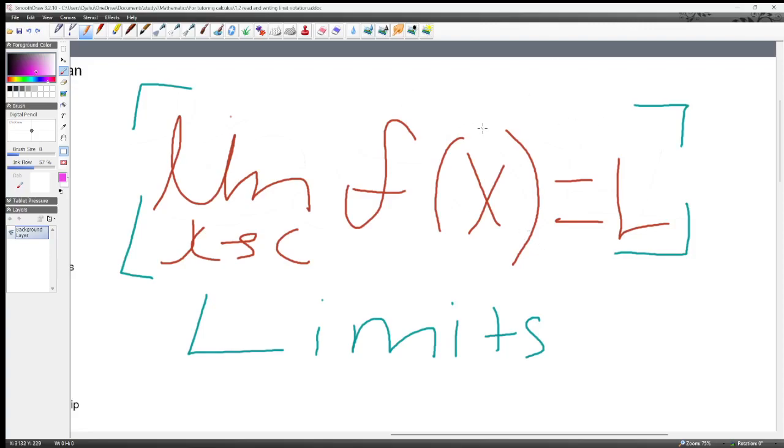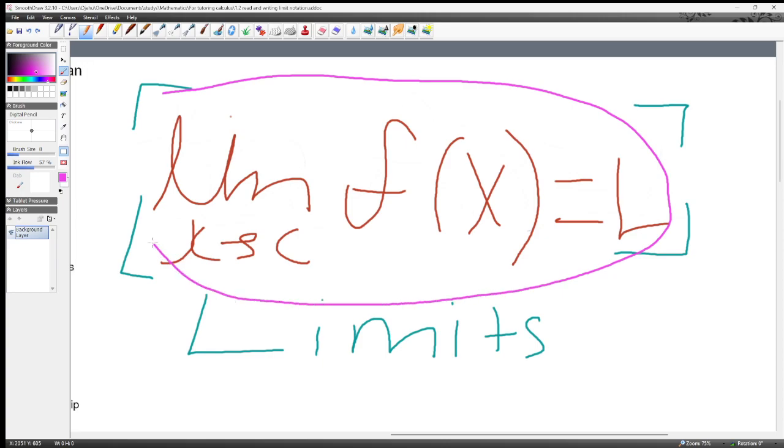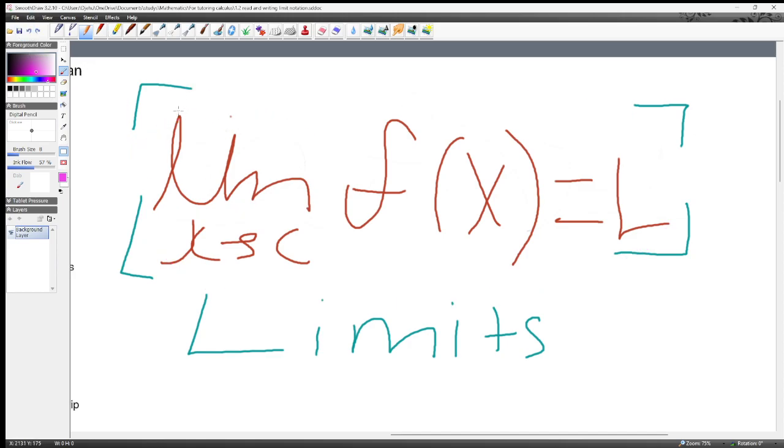Hello, welcome back to a new video on 1.2, how to read and write limit notation. Here we have an example, or a definition, if you might say, of limits. Here, right here, that I circled, I don't know why I circled twice, and it's already boxed. Here, lim is a shorthand for limits, or limit.